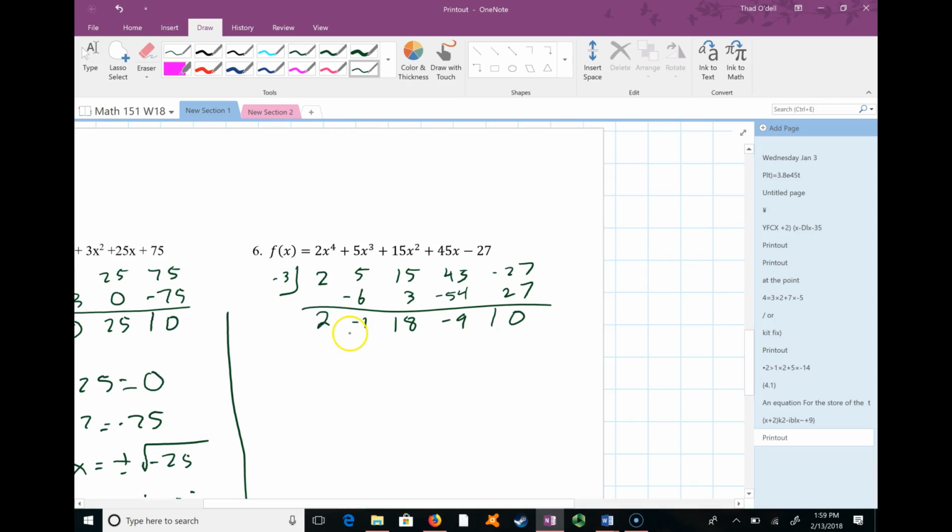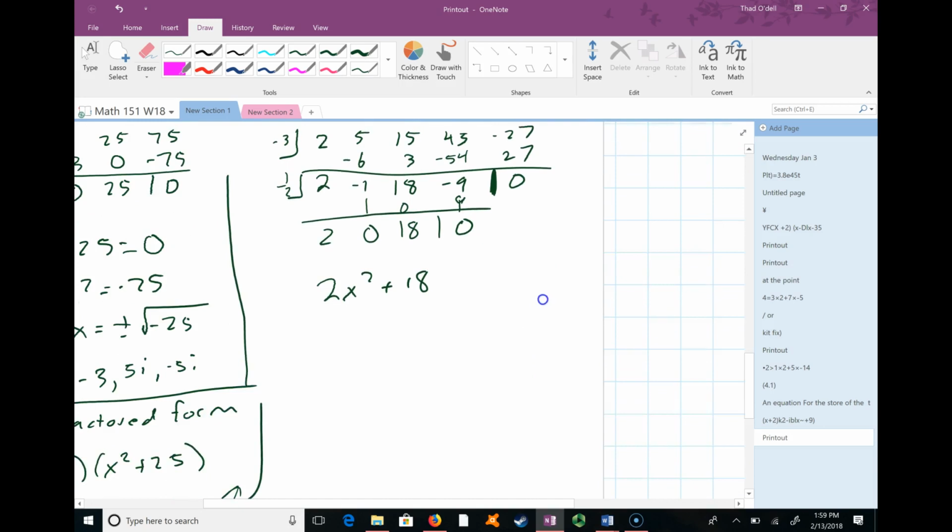This would be 2x cubed minus x squared plus 18x minus 9. And on the graph, it looks like it's crossing between 0 and 1, so I'm going to go ahead and try 1/2. Bring the 2 down. 1/2 times 2 is 1. That looks good. 0. 18 plus 0 is 18. And 1/2 times 18 is 9. And 9 plus -9 is 0. So once again, I end up with a quadratic, which gives me 2x squared plus 18.